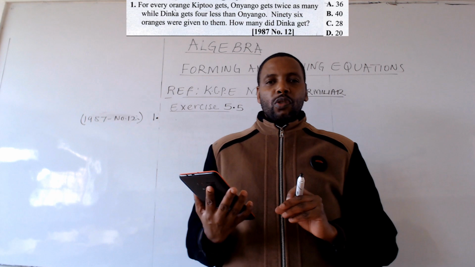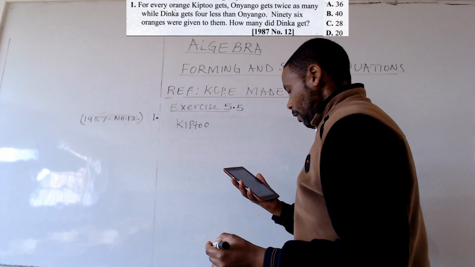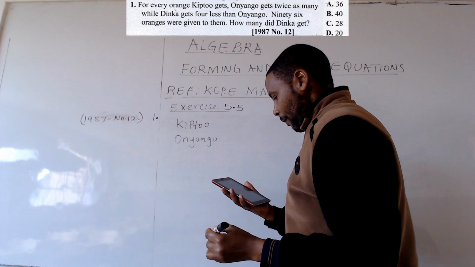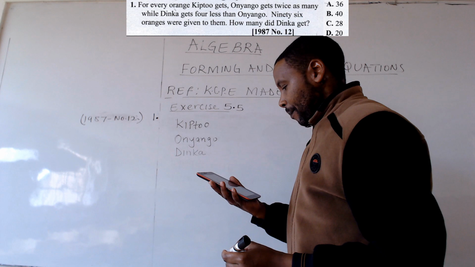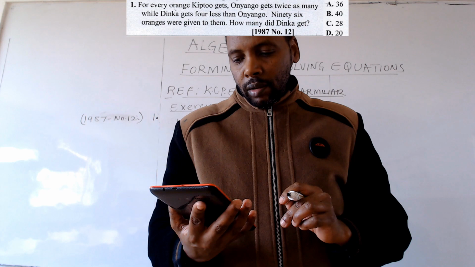So to tackle this question comfortably, the first thing is to write the people who are getting these oranges. We have Kipto, we have Onyango, we have Dinka, and then we have the total oranges they share. Then the next thing after that is to put the values according to the instructions. We have 96 oranges were given. That means the total was 96.